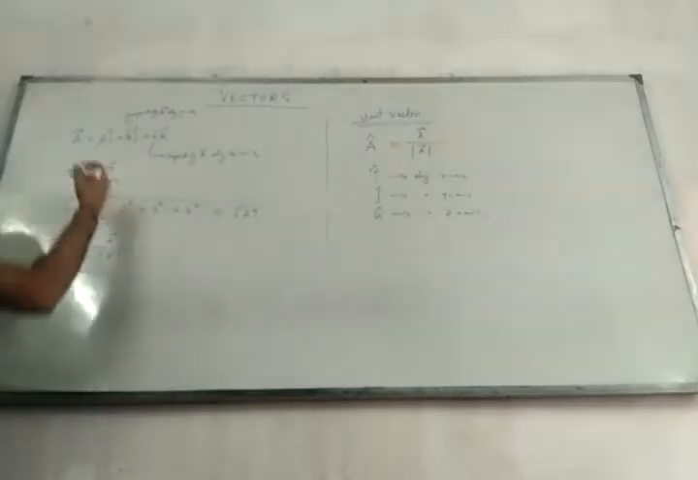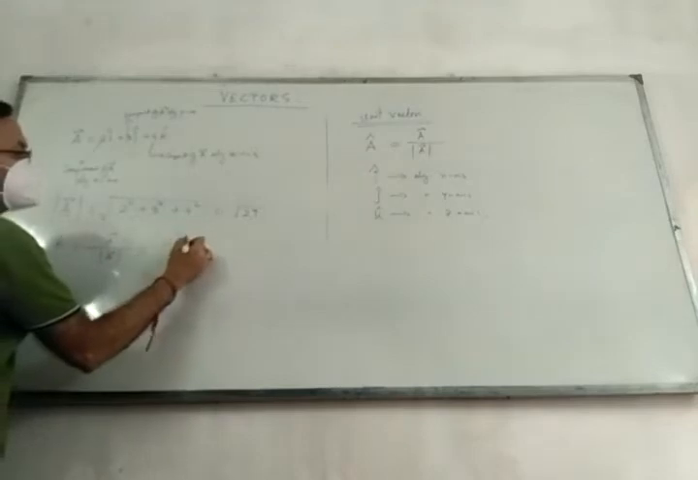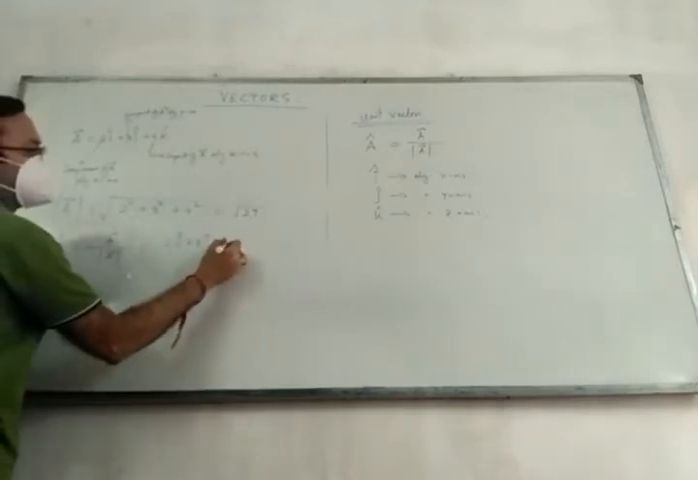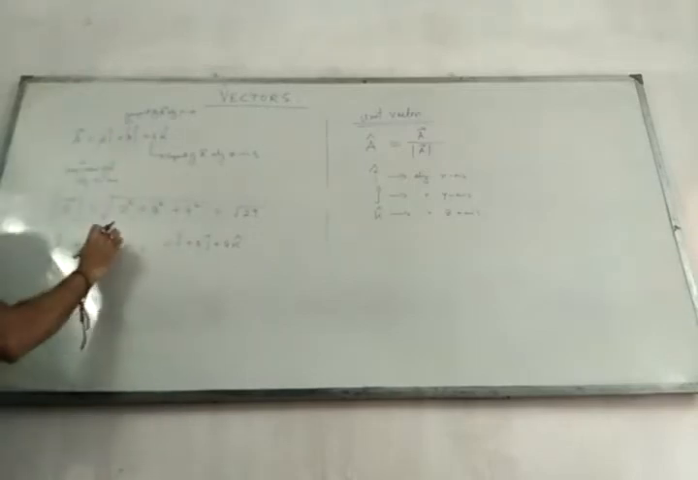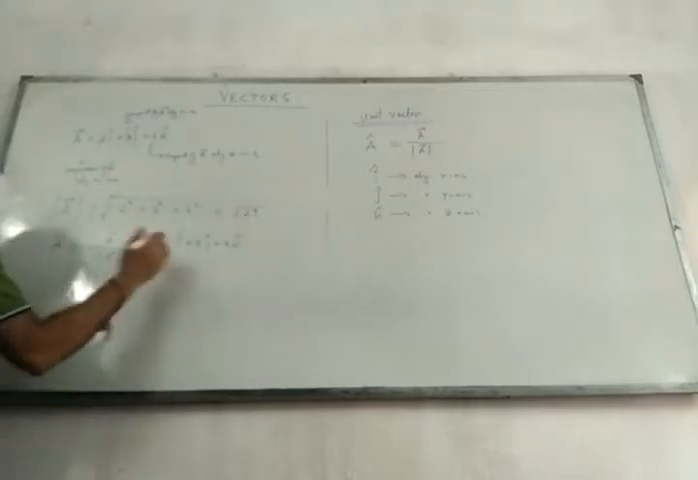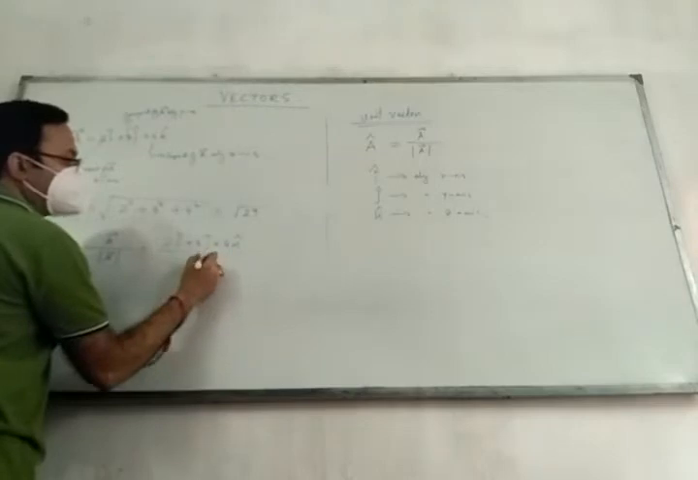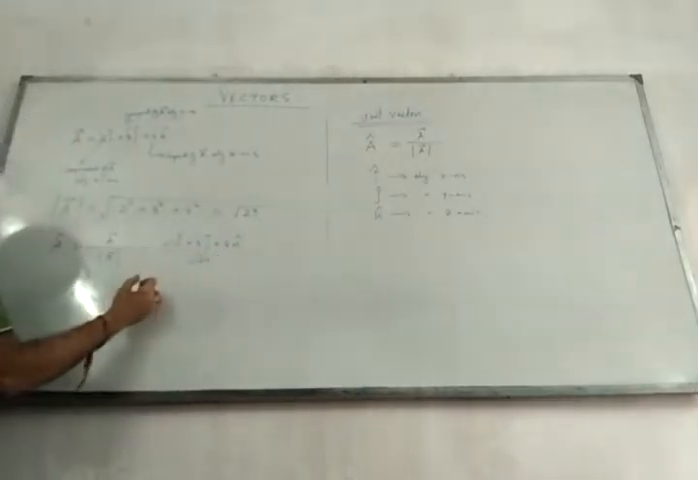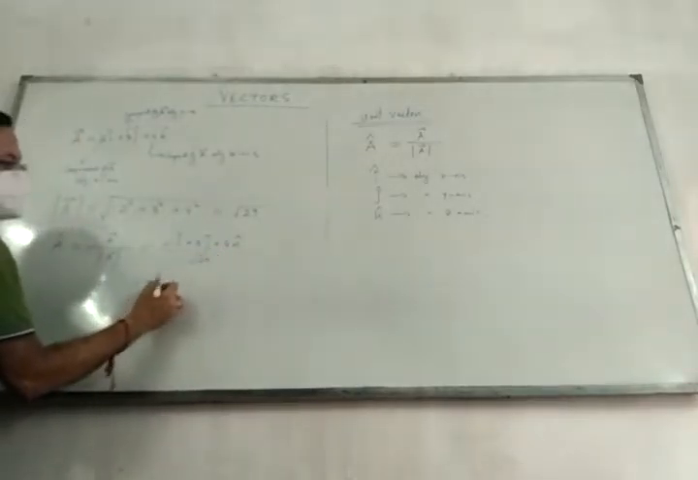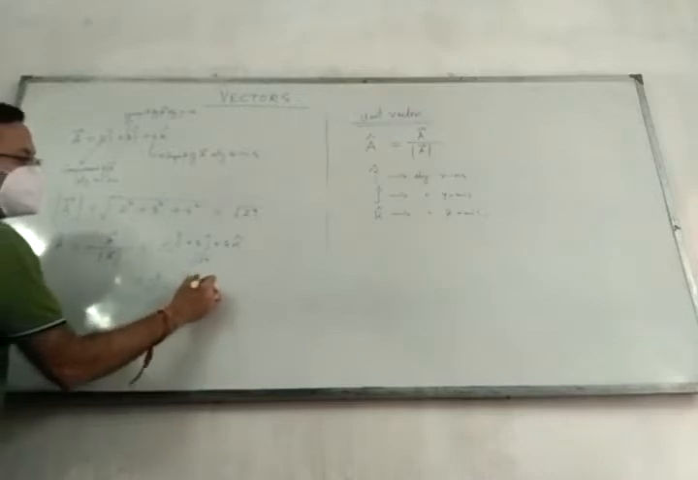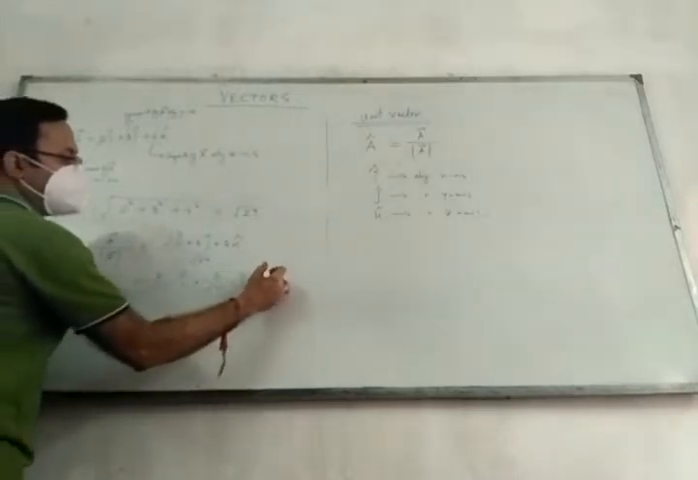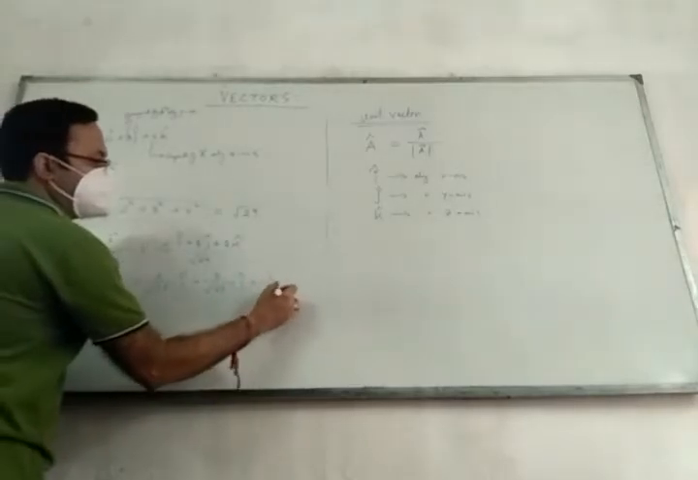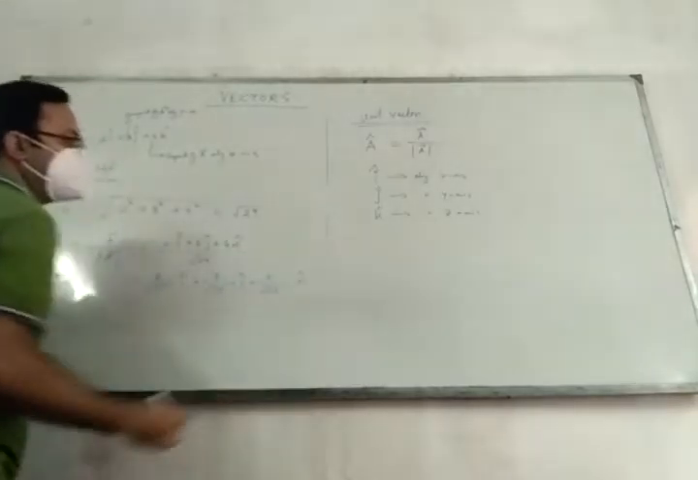তাহলে what will be this unit vector of A? It will be 2i plus 3j plus 4k जो यहाँ पर दिया हुआ है, इसका वैल्यू यहाँ पर डाल दिया और मैग्नीट्यूड ऑफ A का वैल्यू नीचे डाल दिया by root 29. So this is equal to 2 by root 29 i cap plus 3 by root 29 j cap plus 4 by root 29 k cap.